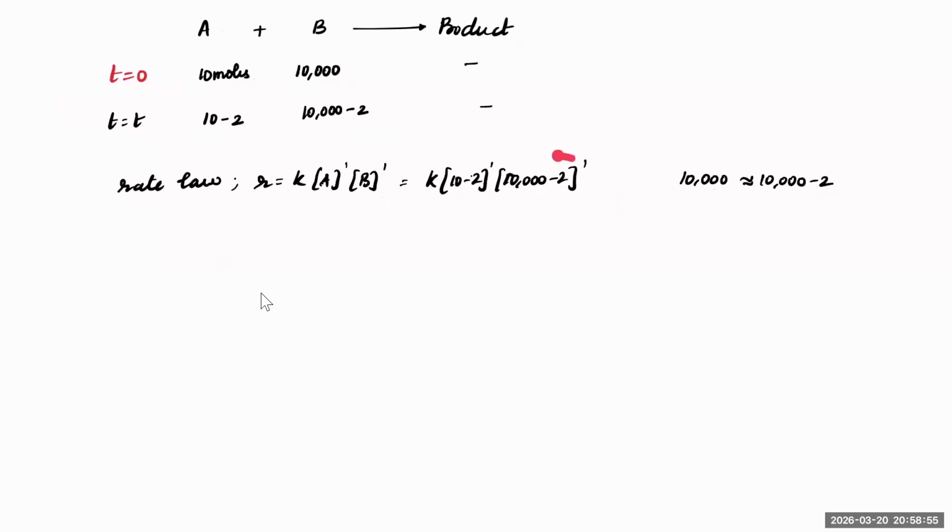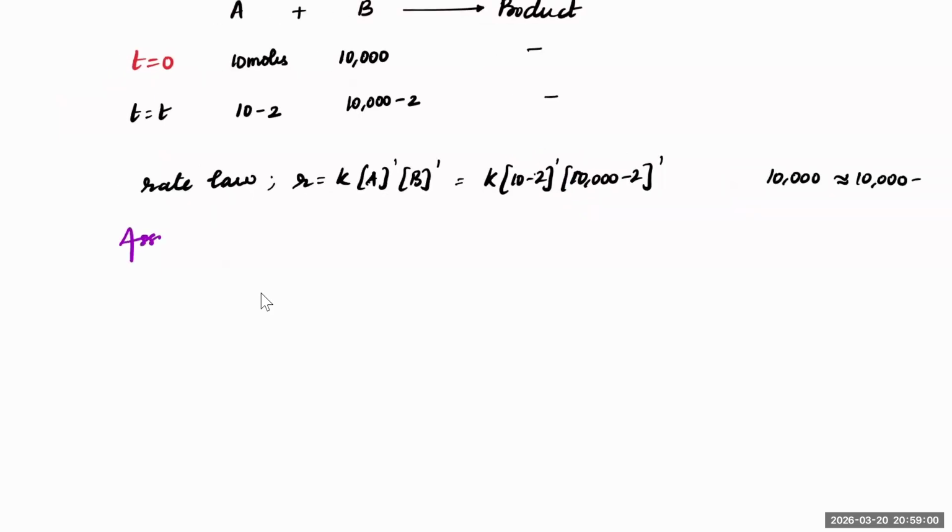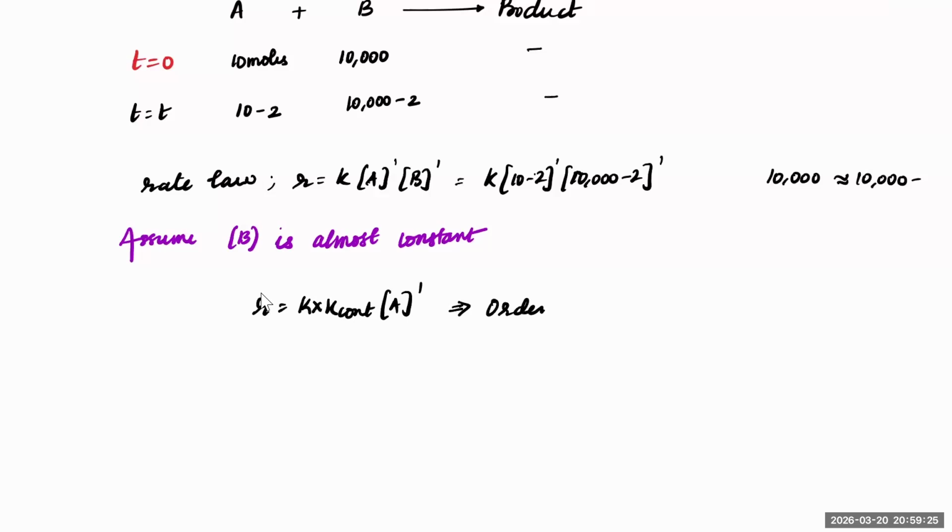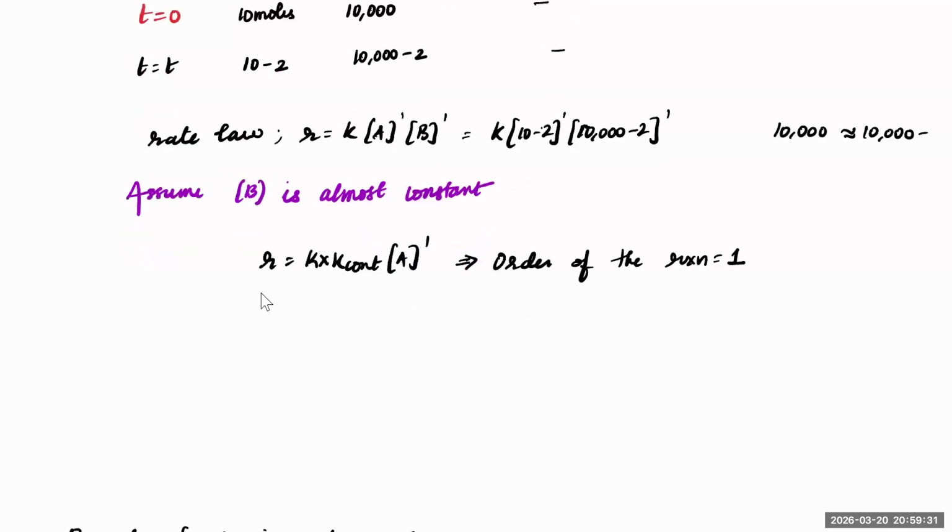Hence, we can assume that the concentration of B here is almost constant. So if I put this as a constant, I can write rate is equal to K into K constant, that into concentration of A power 1. That implies the order of the reaction will be equal to 1.